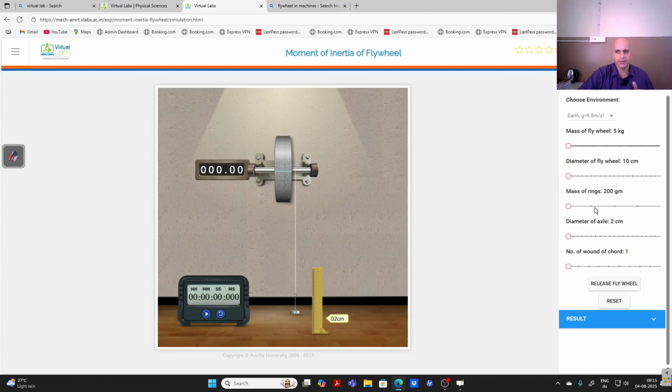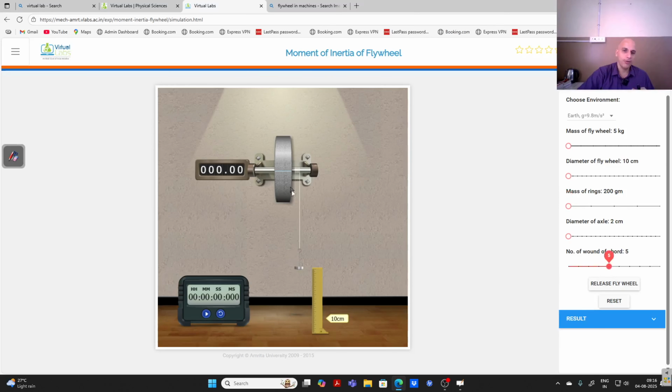You can vary the mass, right? You can do 400, 600, 800, but I am starting with 200, right? Then the diameter of the axle, you can measure with the help of a vernier caliper, and it is 2 centimeter, given here. Even you can change it, right? Now I am coming to the number of bounds. Number of bound, I am taking it as 5.